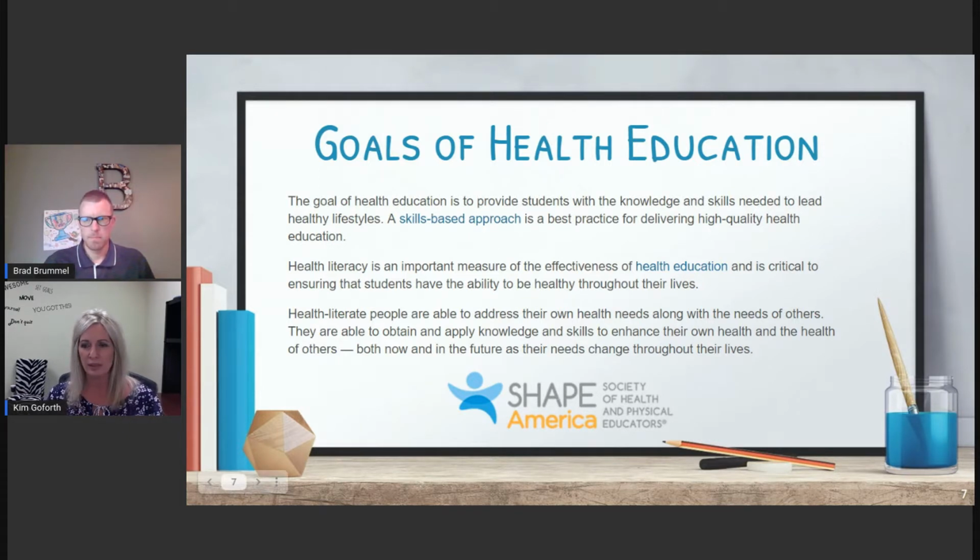And we talk about that at the national standard level for both health and PE. And so what does that mean for health literacy in being health literate for not only ourselves, but others? And I think that's important for students to not just focus on their own health, but how they can help facilitate healthy behaviors for people around them. So that health literacy plays in from SHAPE as far as goals are concerned.